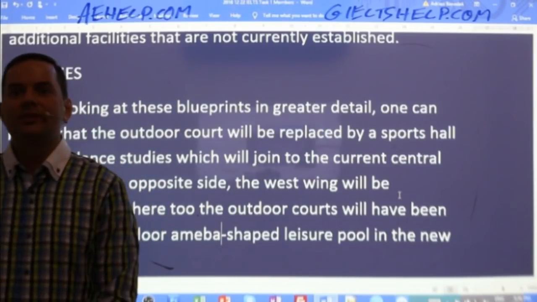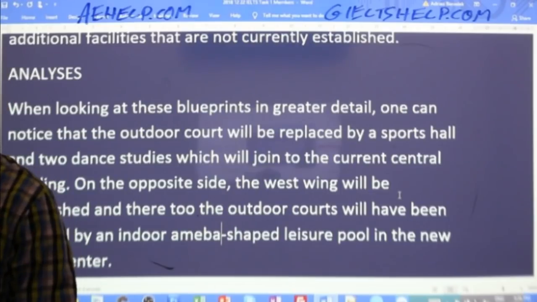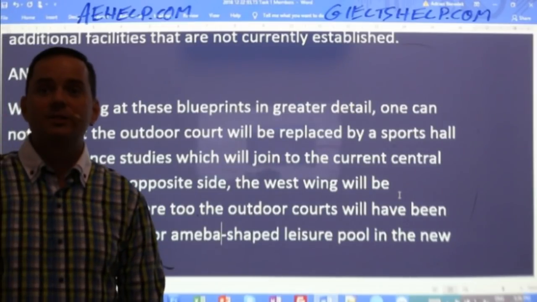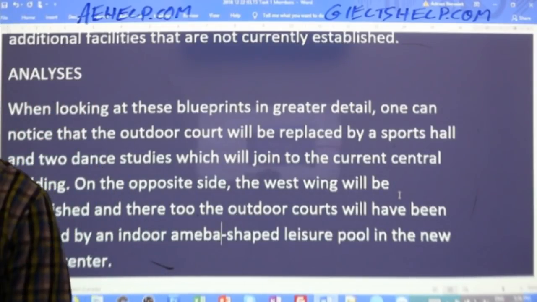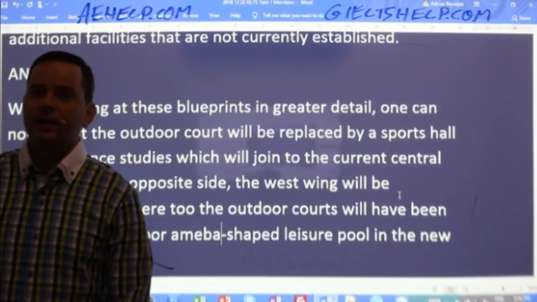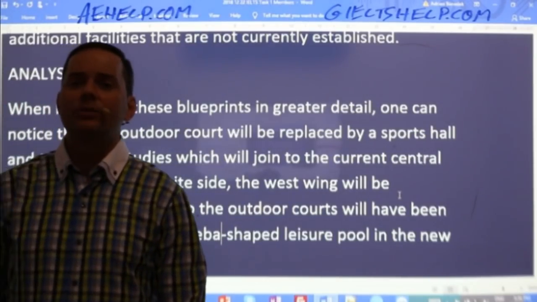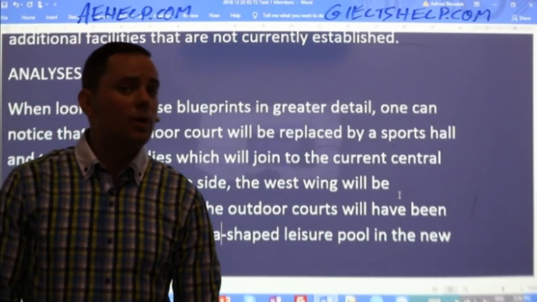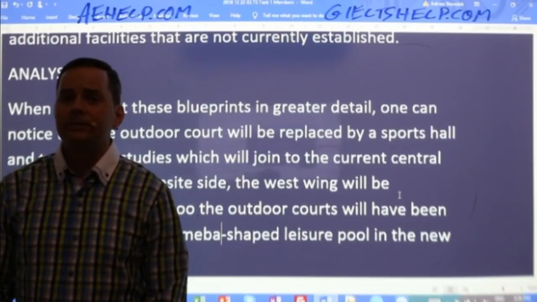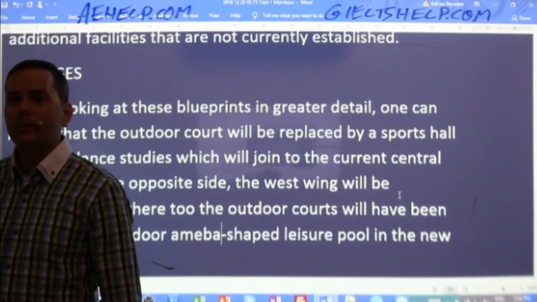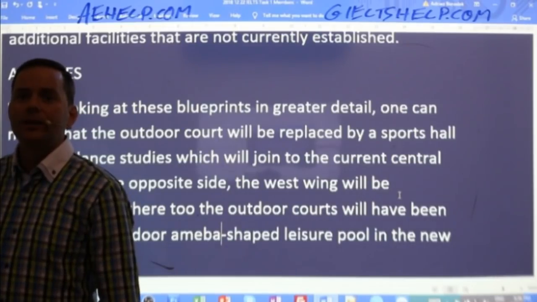Vanity Sean, good to see you in class. On a keener examination of the blueprints, it is noticeable on the east wing that the outdoor court will be converted to a sports hall and 2 dance studios. Vanity, beautiful writing. Really, it's clean, clear, accurate, good grammar, good use of the comma. It's quite different from mine, and that is some high-level composition. Very good.